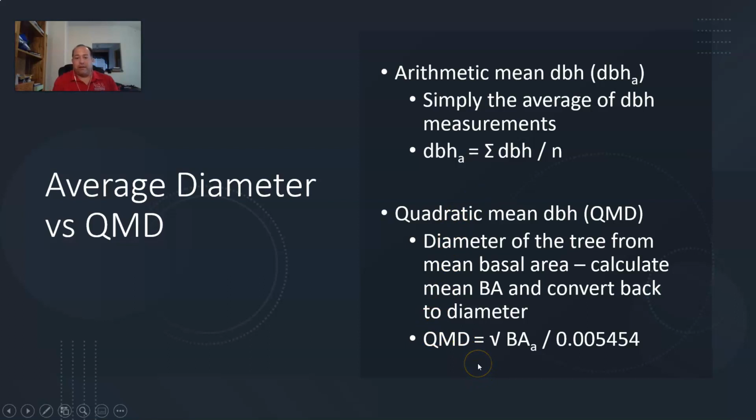With quadratic mean diameter, instead, we're going to get our average basal area. We take the square root of our average basal area divided by 0.005454, which is just reworking our basal area formula, and that gets us our average DBH. But when we say average DBH this time, it's the average tree diameter for the tree of average basal area. So let's look at the difference.